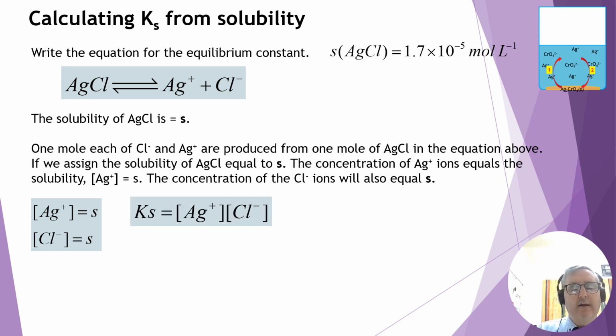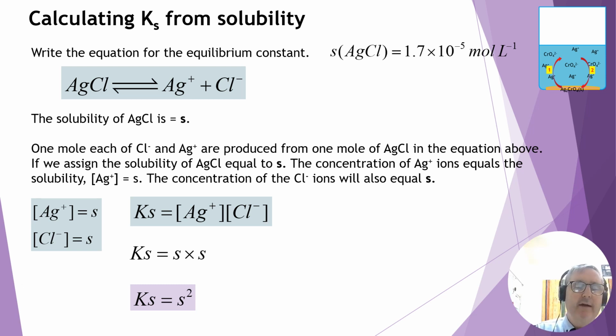Here it is. So the Ks for this equation is the concentration of the silver ions times the concentration of the chloride ions. But we've seen that the concentration of the silver ion is the same as the solubility S. So we're going to substitute that into where the silver ion concentration is. We've seen the concentration of the chloride ion is S, so we're going to substitute that in. So we do that and we get the following expression. Ks equals S times S, which, if we know our algebra, we can simplify into Ks equals S squared.